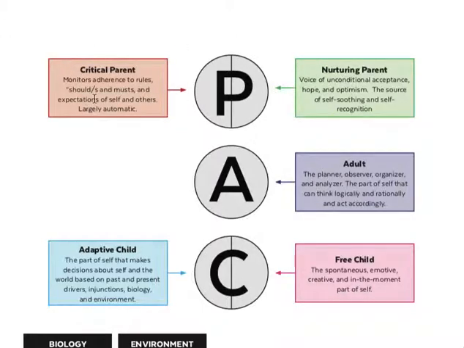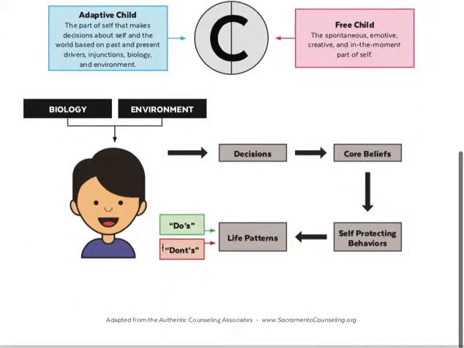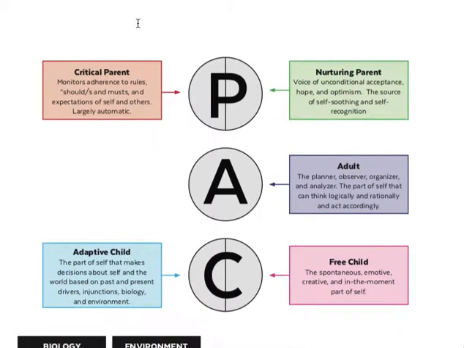I'm going to be discussing the critical parent. So this is the part that usually speaks the loudest, and it holds the rule book. So it holds our do's and don'ts. Many people describe this part as nagging, but this part also tries to help keep us safe by saying things like, don't step in front of the moving car, or don't trust that person again, etc.